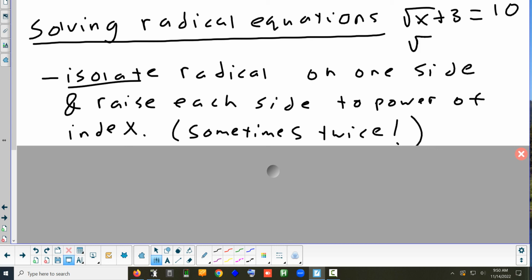And then, to get rid of the radical, you have to raise each side to a power. What power you use depends on the root you want to get rid of. If you want to get rid of a square root, what would you raise each side to? Yep. By the power of 2. I would square each side, and I would get, in this case, x equals 49. And that's how you solve it.